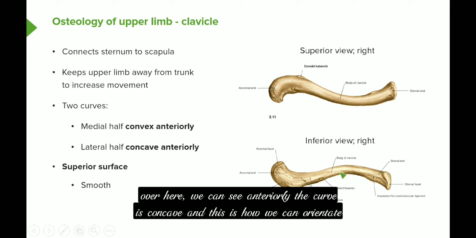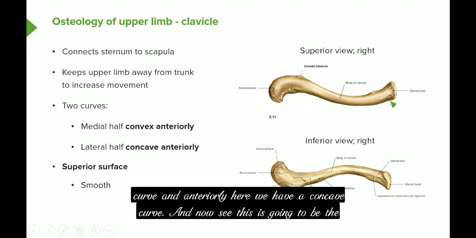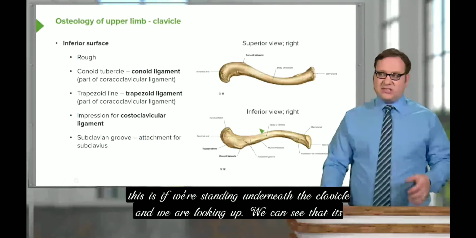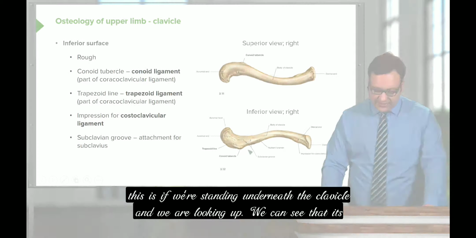And this is how we can orientate our clavicles. We find the smooth superior view, and then anteriorly, we have a convex curve, and anteriorly here, we have a concave curve. And obviously, this is going to be the opposite along this posterior surface. If we then move towards the inferior surface, this is if we're standing underneath the clavicle and we're looking up, we can see that it's roughened.